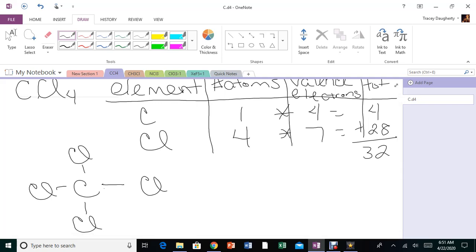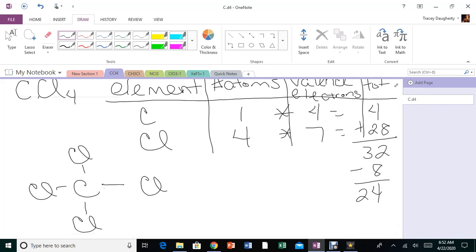And then each line represents 2 shared electrons. So we are going to go back to our total, and we're going to subtract the number of electrons involved in our bonds. And like I said, each line represents 2 electrons being shared. So in CCl4 we have 2, 4, 6, 8 electrons shared. So we subtract 8 and get 24.